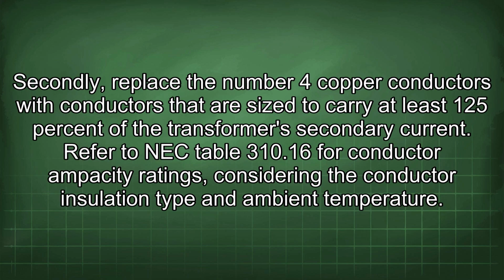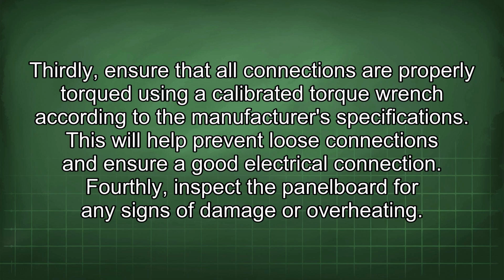Secondly, replace the number 4 copper conductors with conductors that are sized to carry at least 125% of the transformer's secondary current. Refer to NEC table 310.16 for conductor ampacity ratings, considering the conductor insulation type and ambient temperature. Thirdly, ensure that all connections are properly torqued using a calibrated torque wrench according to the manufacturer's specification. This will help prevent loose connections and ensure a good electrical connection.